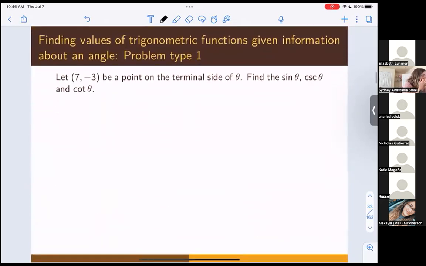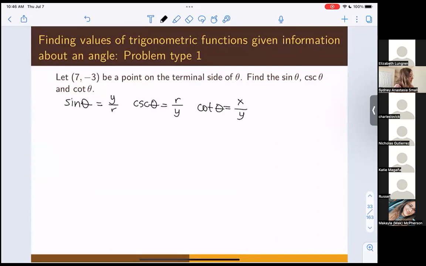Let (7, -3) be a point on the terminal side of theta. Find the sine, cosecant, and cotangent. Okay, so just as a reminder, because I like to have these formulas to look at when I'm working through these, I know that the sine of theta is the y-coordinate over the radius. Cosecant of theta is the inverse of sine, so it's just the radius over the y-coordinate. And cotangent of theta is the inverse of tangent, so it's just the x-coordinate over the y-coordinate.